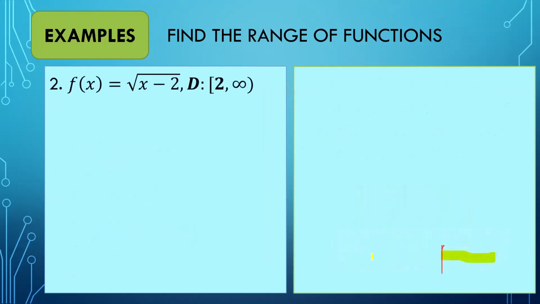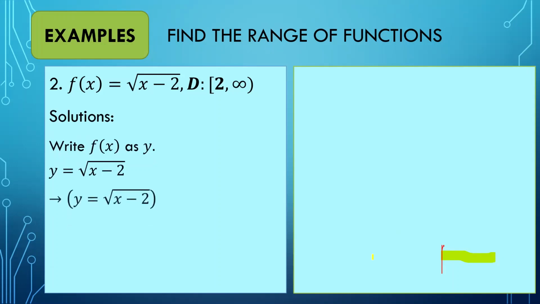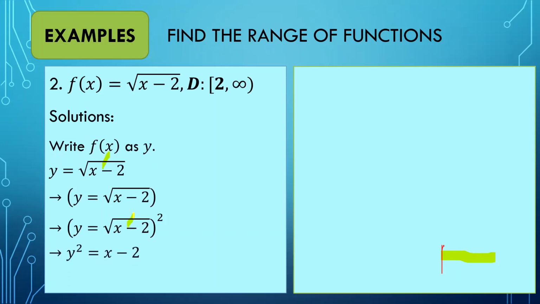So next we have number 2. f of x is equal to the square root of x minus 2, and the domain here is from 2 to positive infinity. So again, write f of x as y. So y is equal to the square root of x minus 2. In order to eliminate the radical sign, we need to square the entire expression.